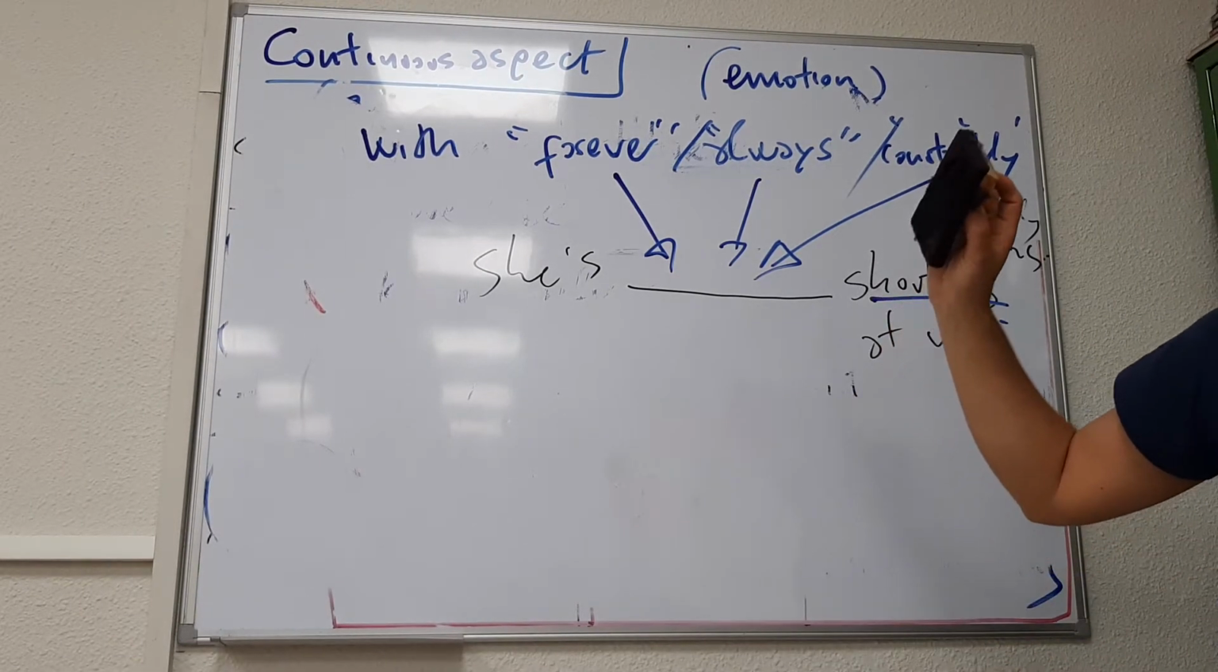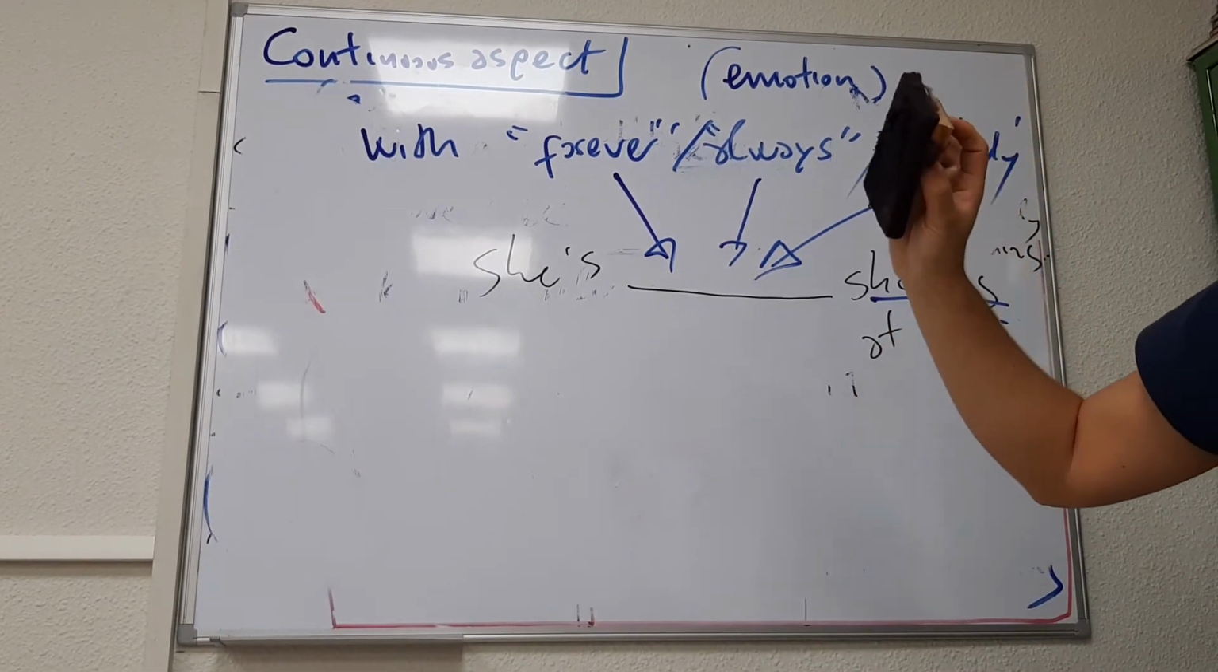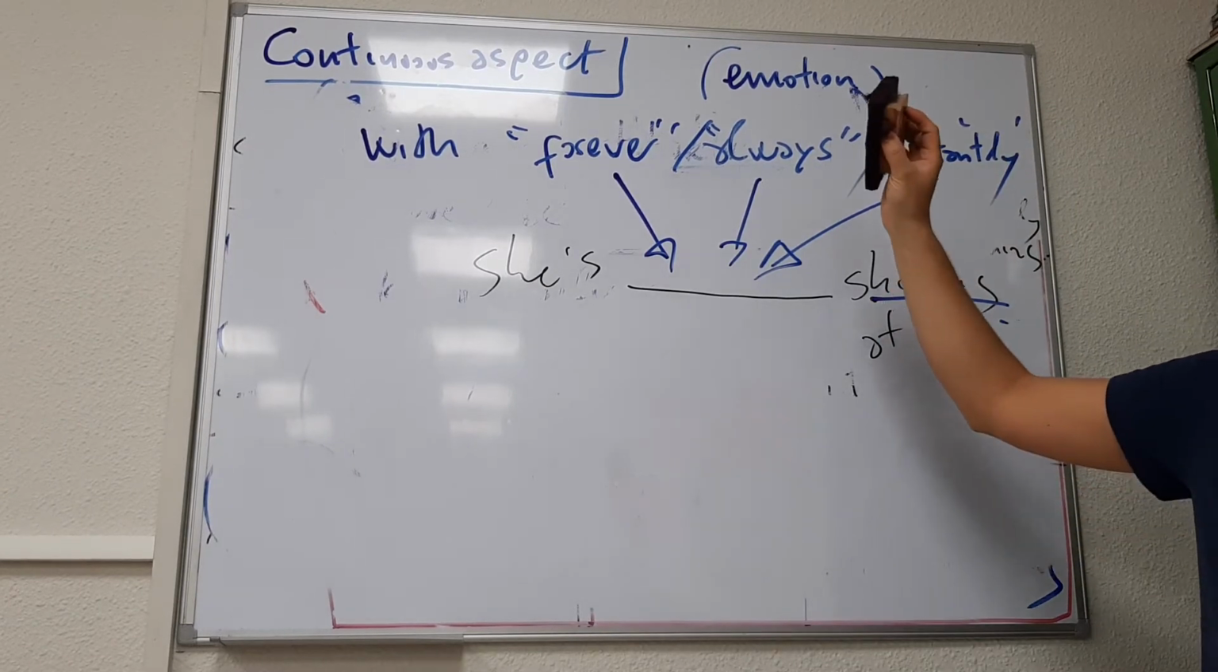Okay, this is the end of the continuous aspect. Let's move on to the perfect aspect now.